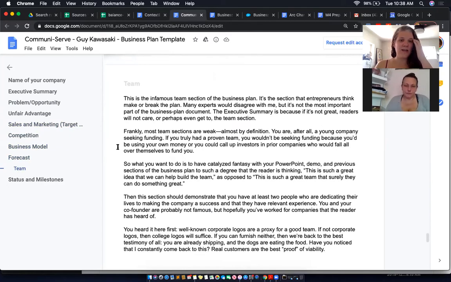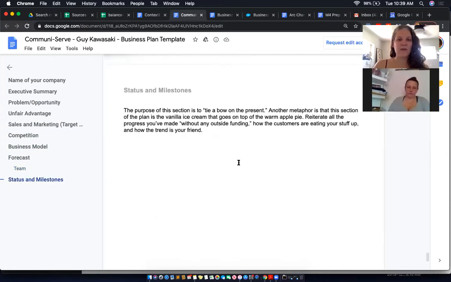Team, usually the document does have something about team, about governance. So a little bit about operations, like how will it work internally? There's usually at least some sections around that. Status and milestones would be your timeline and what you are moving toward.